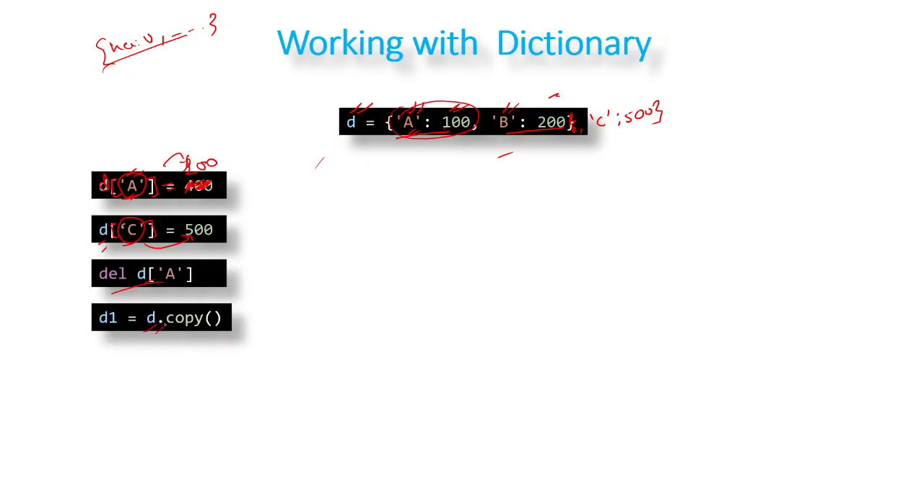Similarly, you can copy the dictionary. Suppose you want to perform some operation on this particular dictionary, but also want to keep the original one so as to compare the two dictionaries after the operation. So what you can do is d.copy(). This will create another dictionary, d1, which will be a copy of this dictionary. So you can work on this, and whatever result we get from working on it, we can compare with the original one. So you can use d.copy() for that purpose.